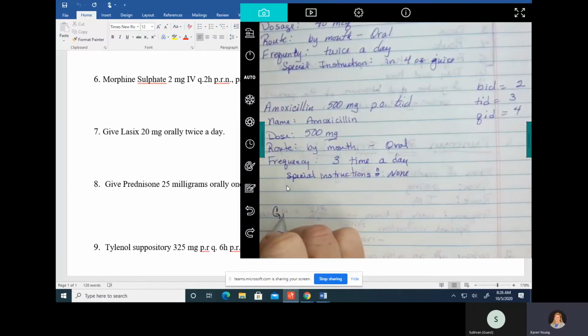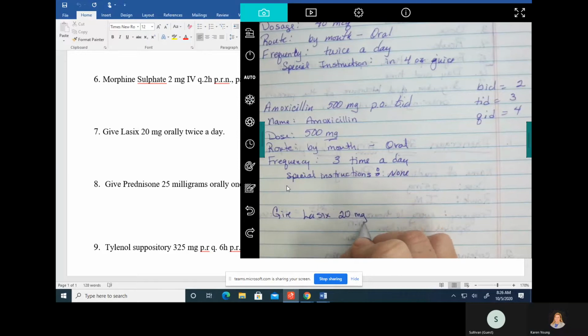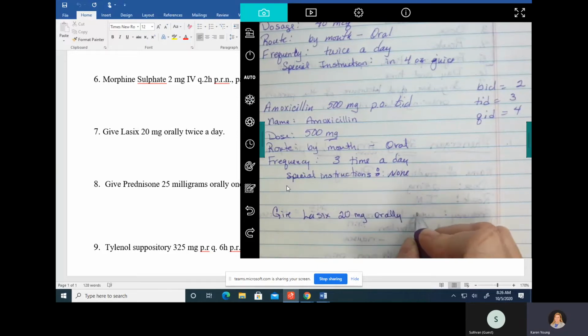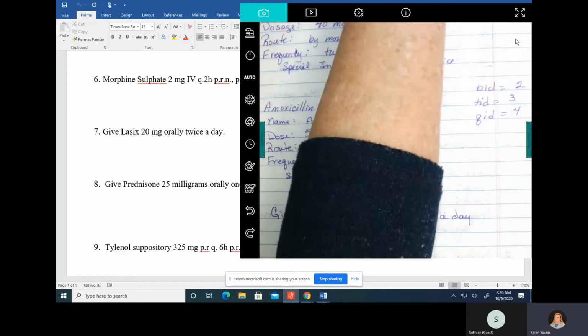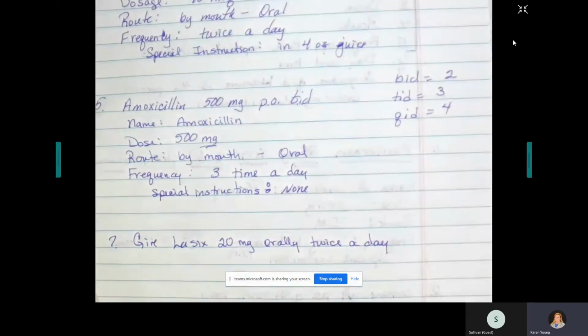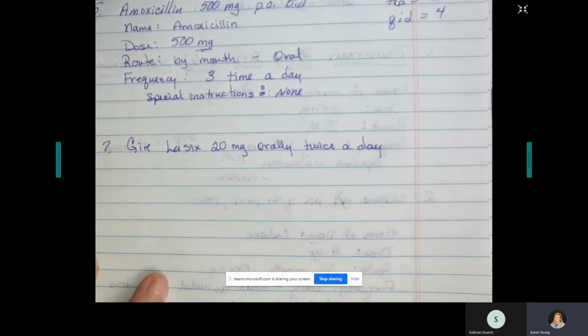So I have give Lasix. Because sometimes you will be given verbal orders, and you'll have to convert them to written orders, or you have to transcribe them, I should say, into the MAR. So we have give Lasix 20 milligrams orally twice a day.